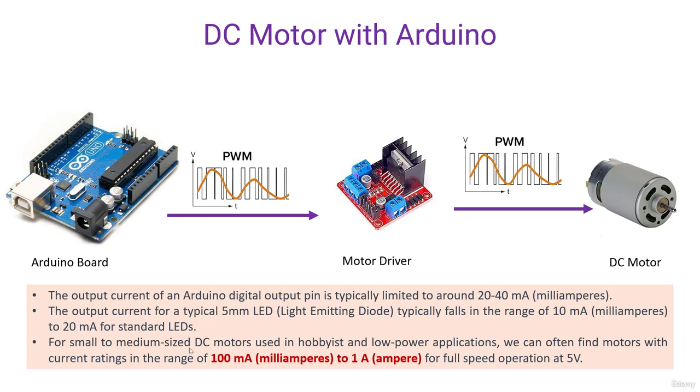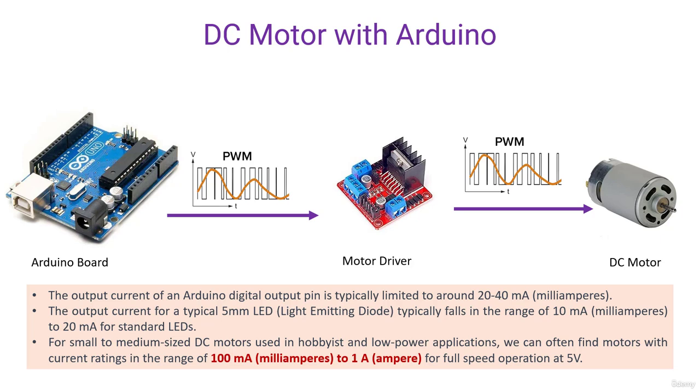But for a small to medium-sized DC motor used in hobbyist and low-power applications, we can often find motors with a current rating in the range of 100 milliamps to 1 ampere for full speed operation at 5 volt. And it can vary depending on the torque required and the application we are working on. So, as the Arduino digital pin output is limited to between 20 to 40 milliamps, whereas our DC motor requires 100 milliamps to 1 ampere, we cannot connect a DC motor directly to the pin of the Arduino. It will burn the Arduino board out.